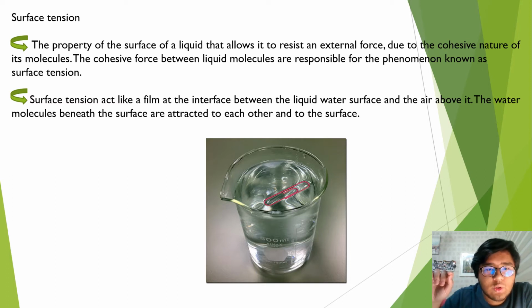The molecules beneath the surface of the water are attracted to each other because of the cohesive nature, so they attract each other and the surface. This is what we call surface tension, and this allows the paperclip to float.